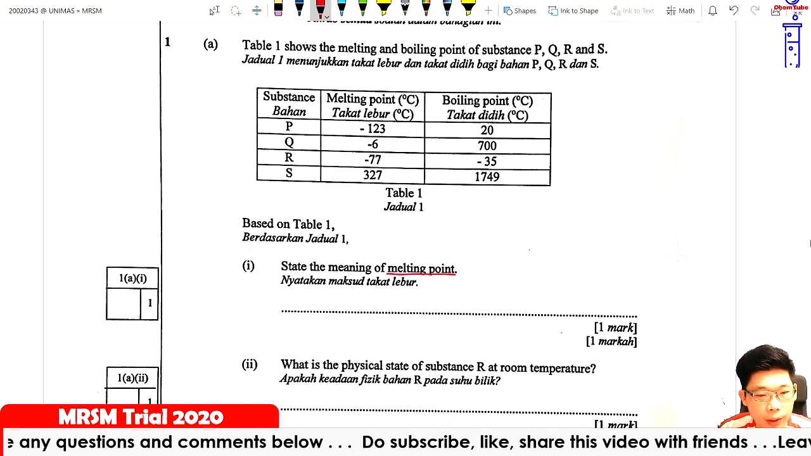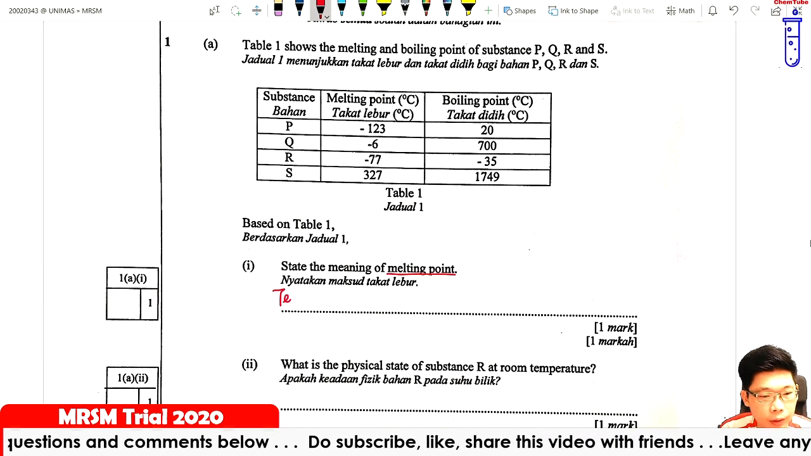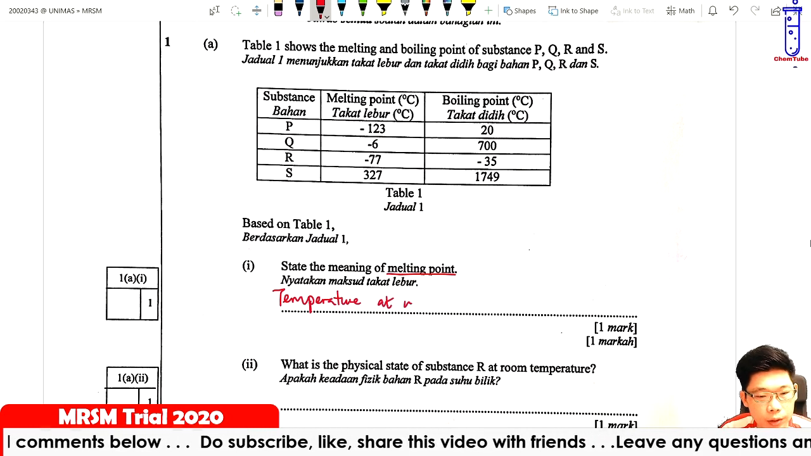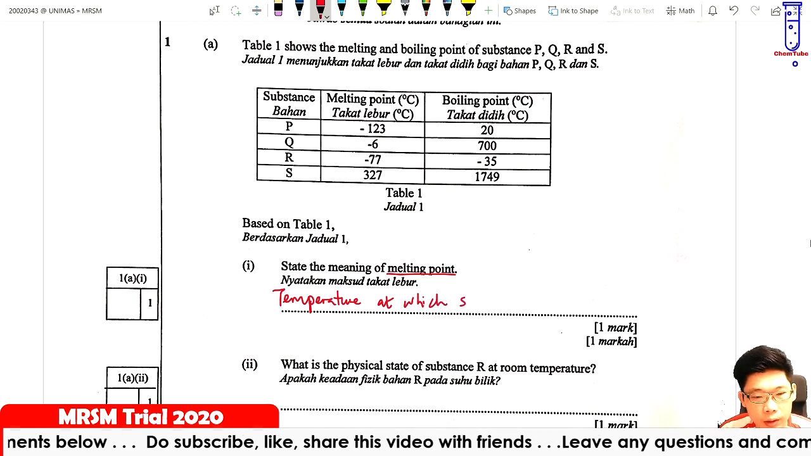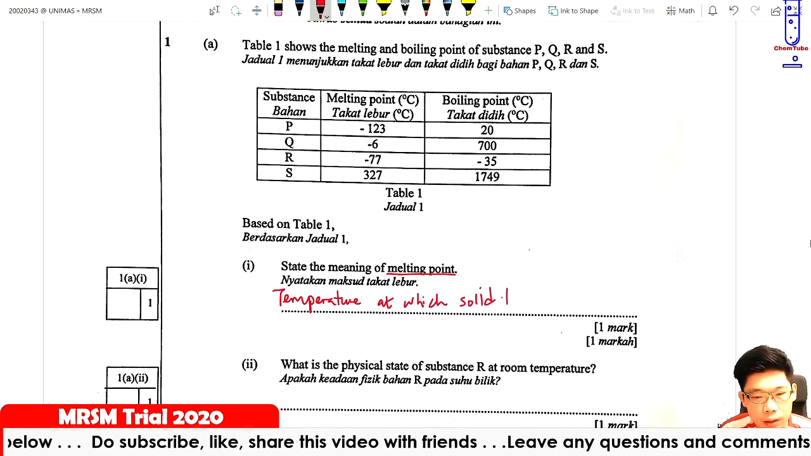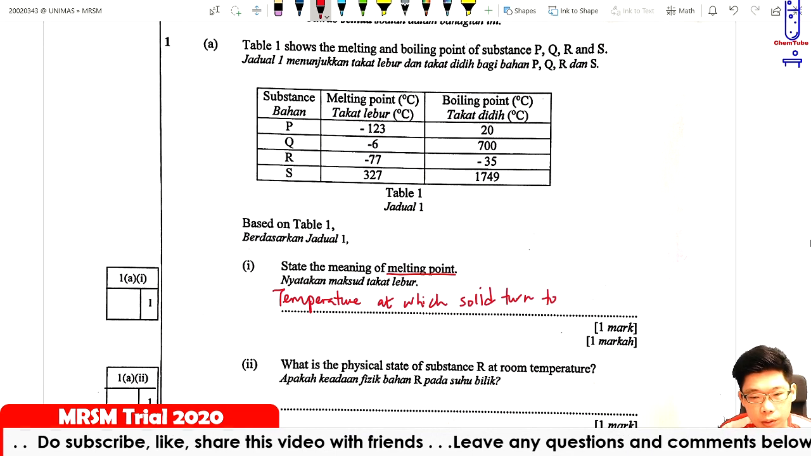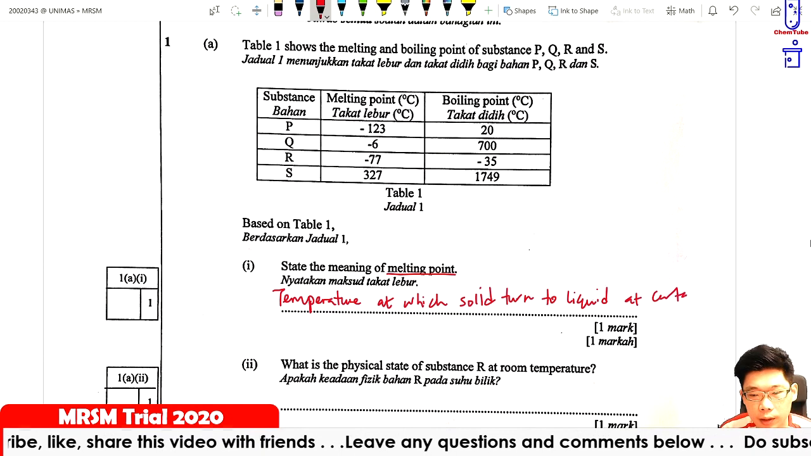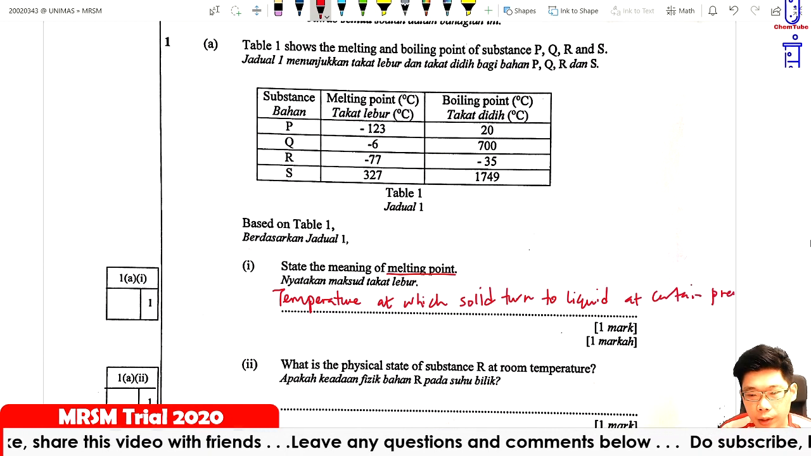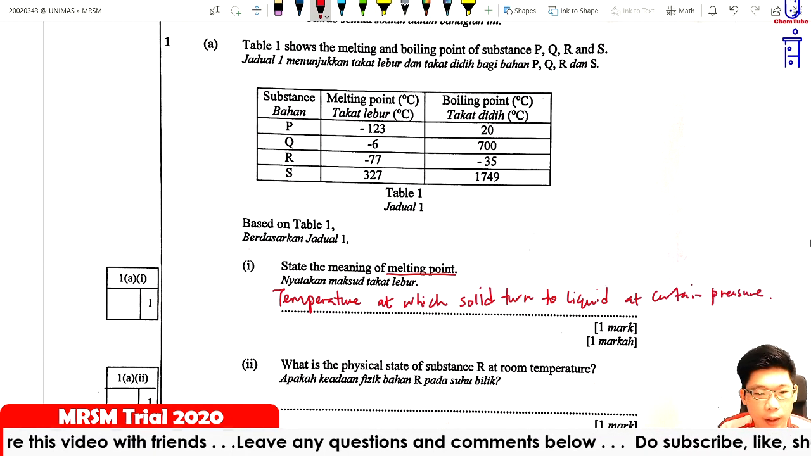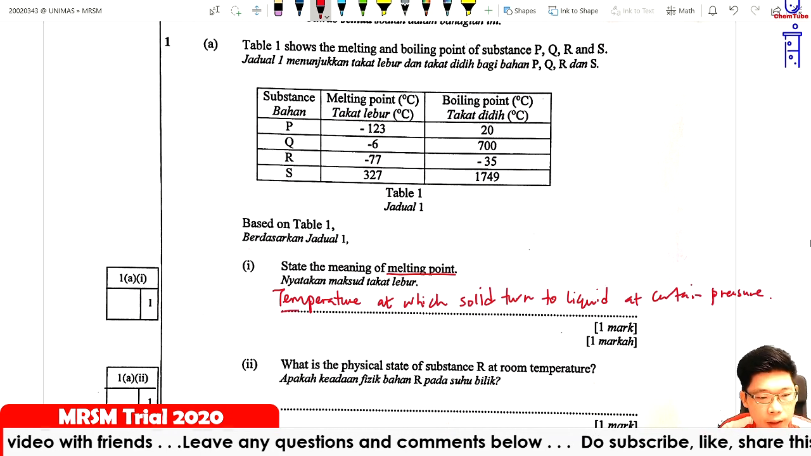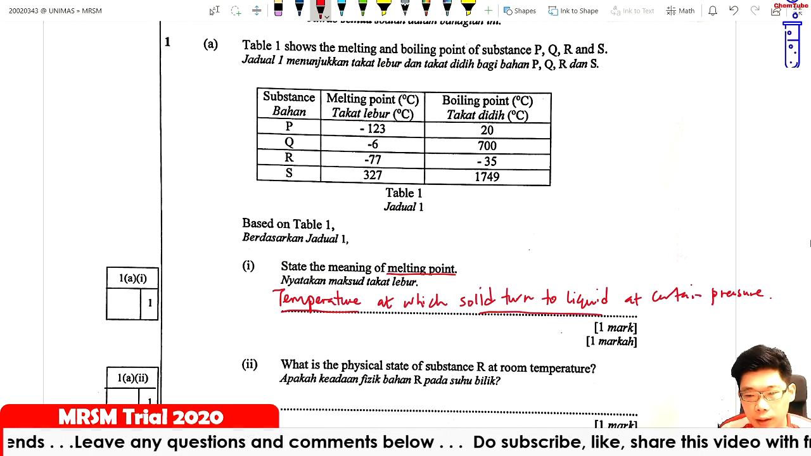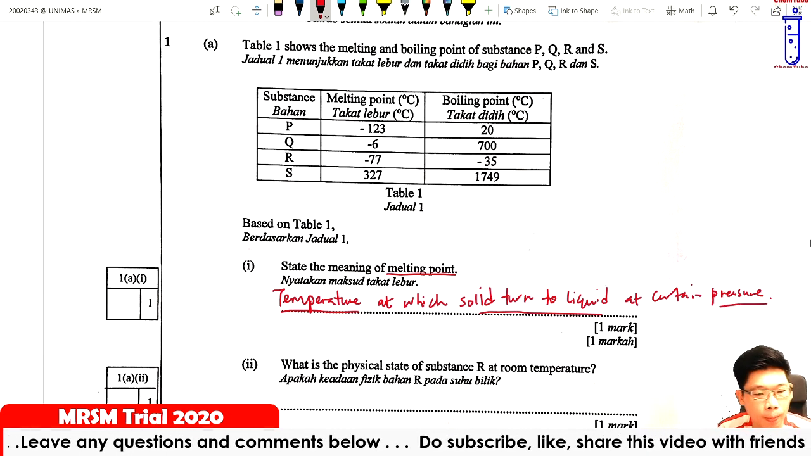So the melting point refers to the temperature at which the solid changes or turns to liquid at a certain pressure. So the keywords here: you need to mention the temperature, then solid turns to liquid at a certain pressure.